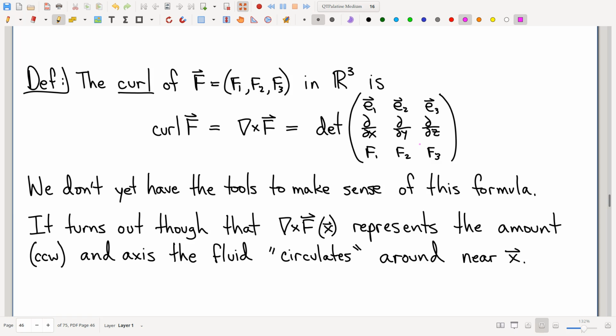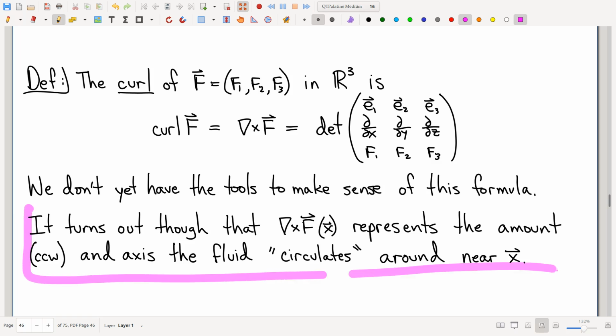Okay, again, seemingly pulled out of nowhere. Again, we don't have the tools to make sense out of this yet. Again, I'm going to make an assertion. And the assertion is this right here. This thing called curl is a way of getting our hands on the question of how is a fluid, I'm going to use the term circulating. And I have to be careful about the terminology here.